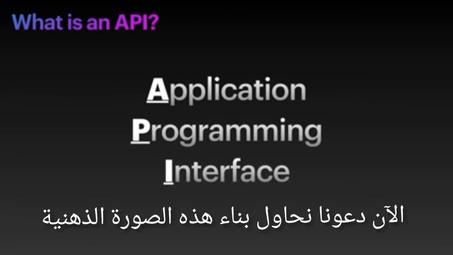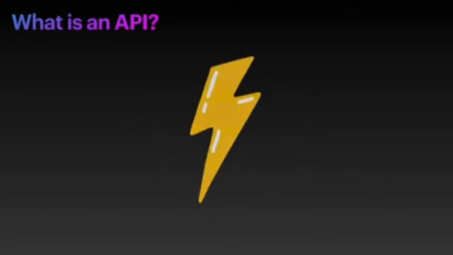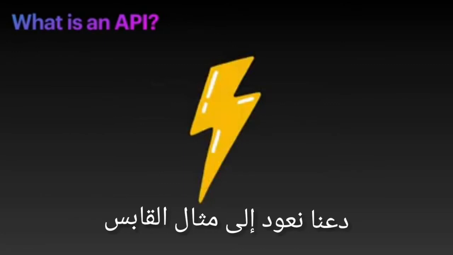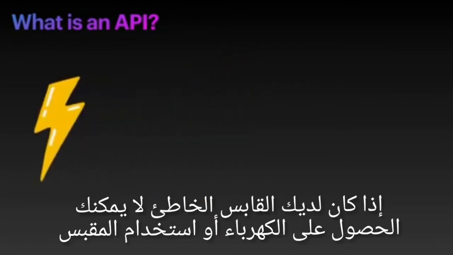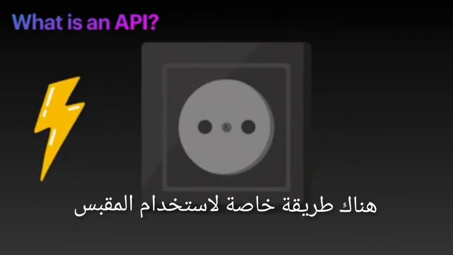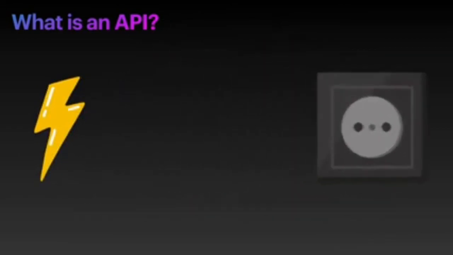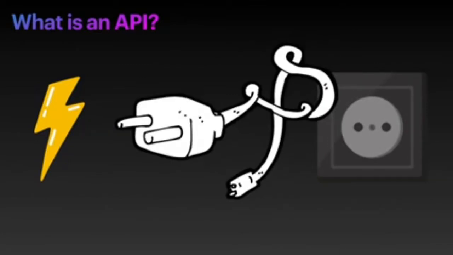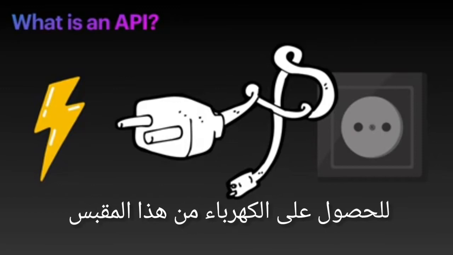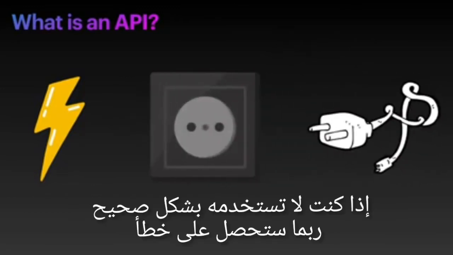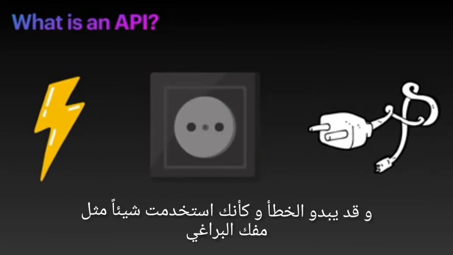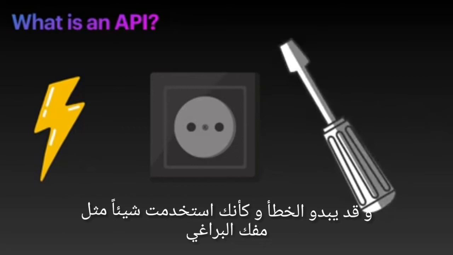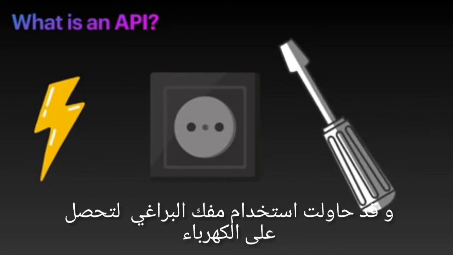Now let's try to build this mental image. Let's go back to the plugs example. If you have the wrong plug, you can't get electricity or use the socket. You have a very particular way you can use a socket. In this instance, we need a 2-pin plug to get the electricity from this socket. If you're not using it properly, you will probably get an error, and it might just feel like an error if you were to use something like a screwdriver and you try to use the screwdriver to get electricity.